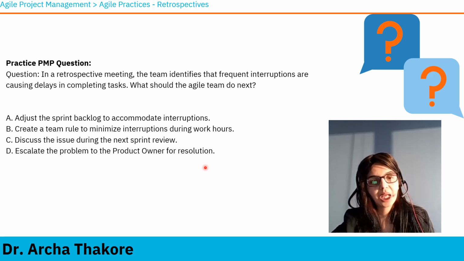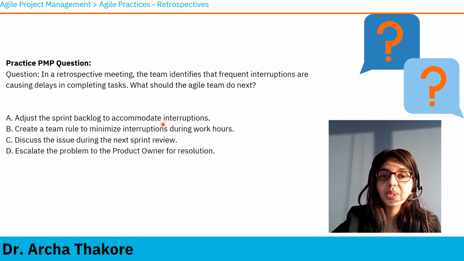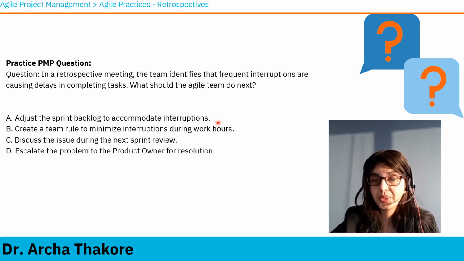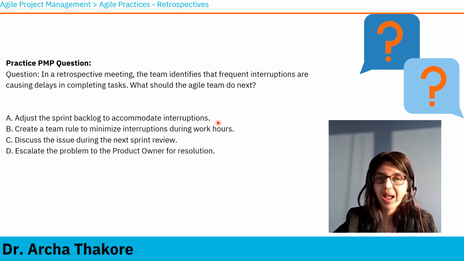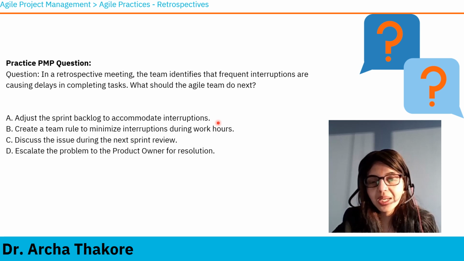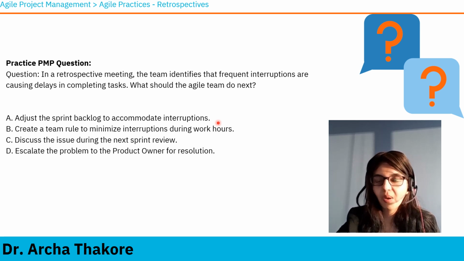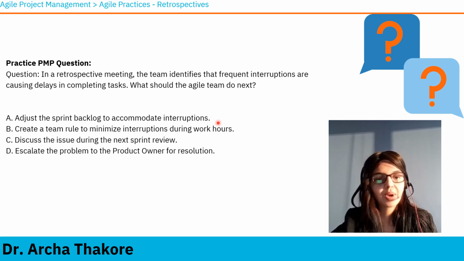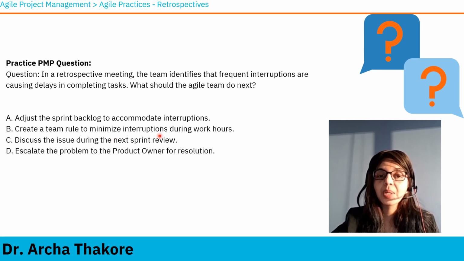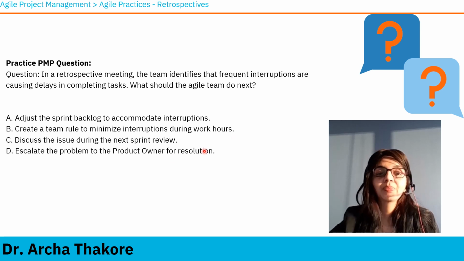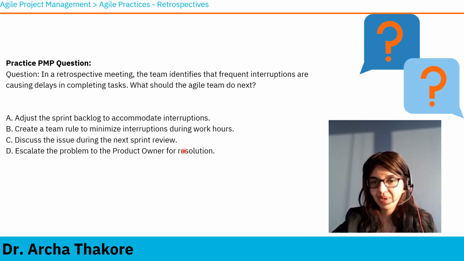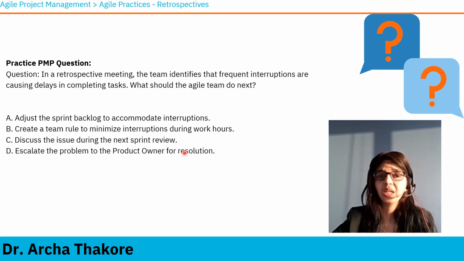Now, what are the possible answers? Adjust the sprint backlog to accommodate interruptions. You can't just keep accommodating interruptions. Otherwise you'll have scope creep, which is going beyond your assigned scope, which is not advisable. Create a team rule to minimize interruptions during work hours. This is possible. Discuss the issue during next sprint review. No, because retrospective is the meeting where you need to discuss the issue.